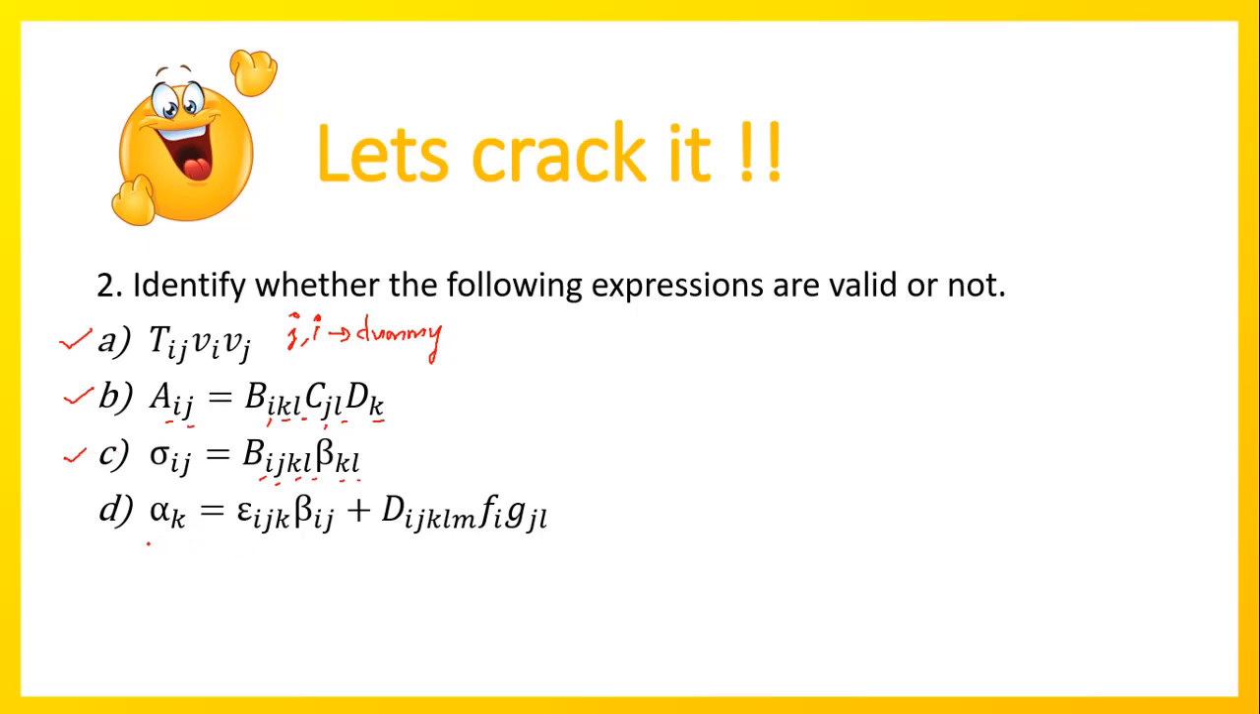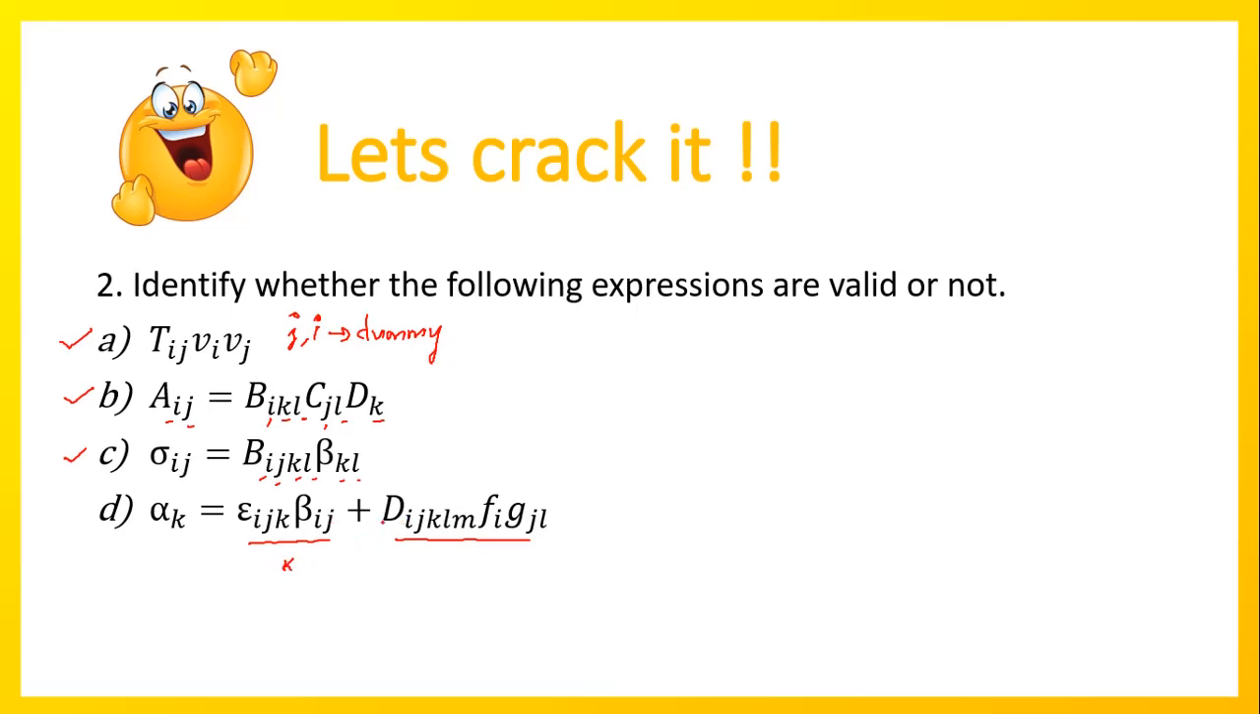Now let's check the last expression, alpha k. Here we have only one free index, that is k. Here this term should have only one index k, and this should also have one free index k. So let's check the first symbol group. In the first symbol group, i appears twice, it's okay, it's a dummy index. j appears twice, it's okay, it's a dummy index, and k appears once, yes, it's a free index. So here also the free index is k.